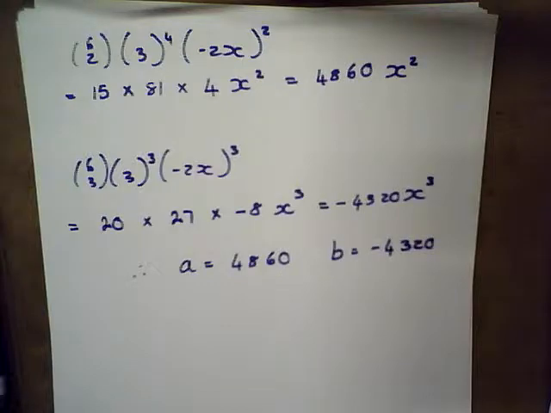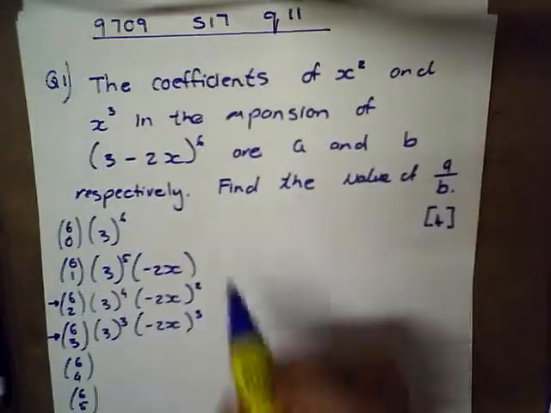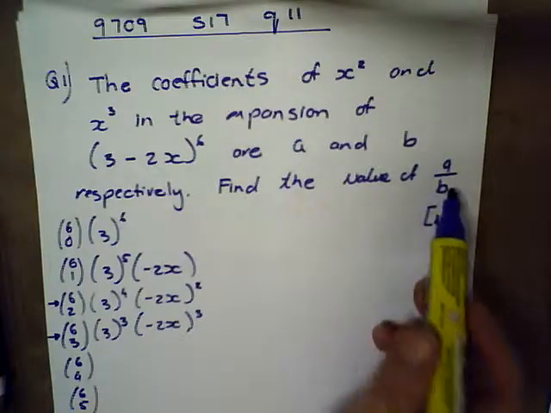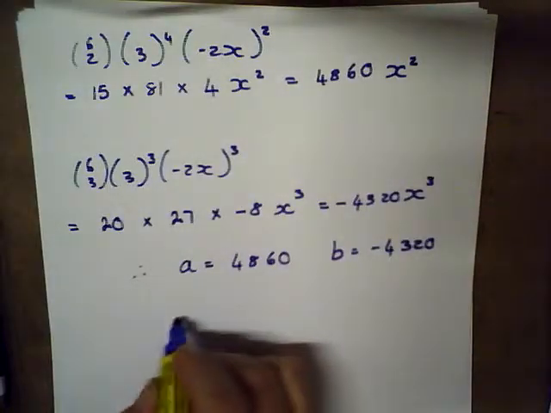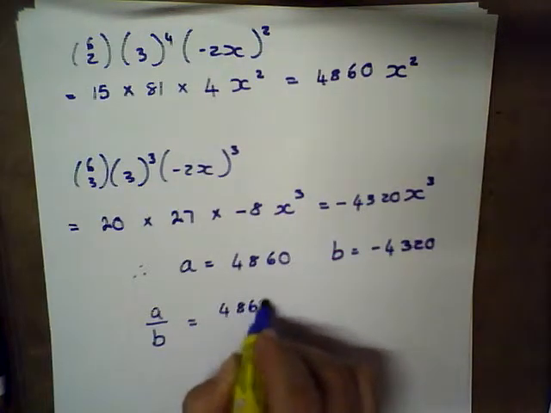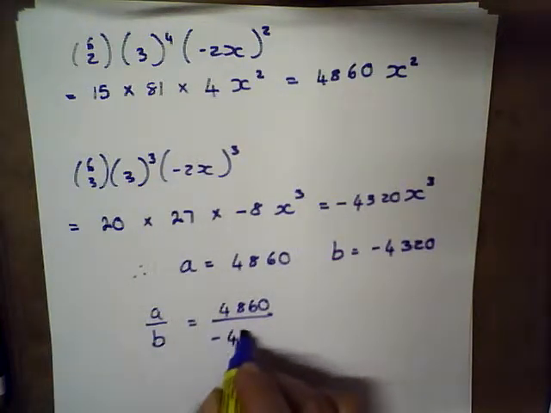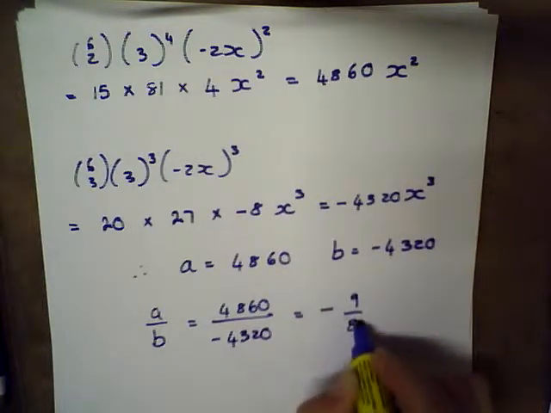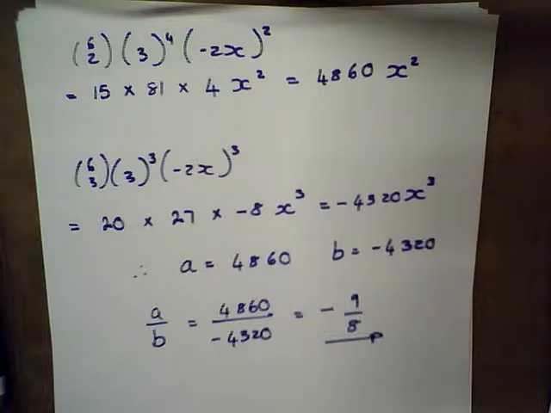Okay, good. Now, did we answer the question? Nope, not yet. Find the value of a divided by b. Okay, so a divided by b would be 4860 divided by −4320, and that would give us −9/8, and that is the answer.